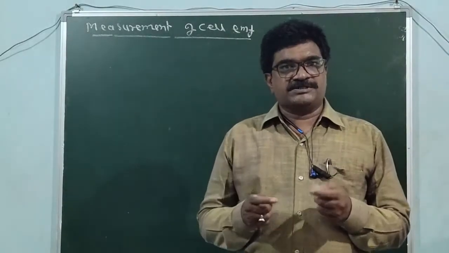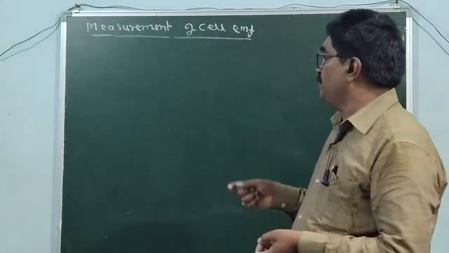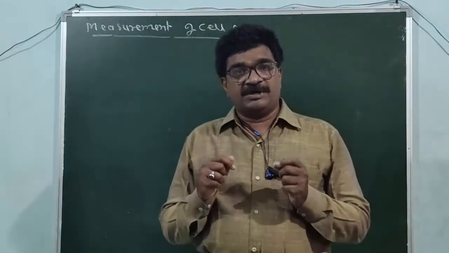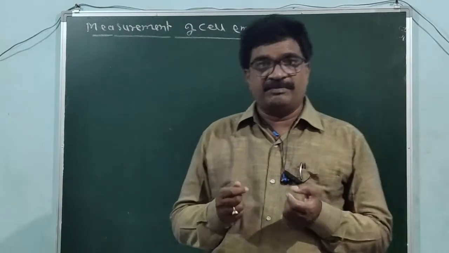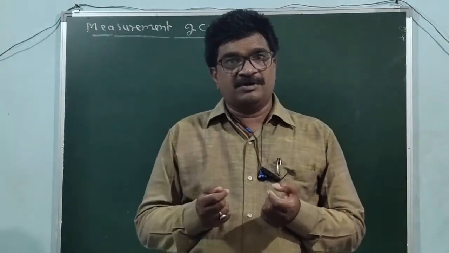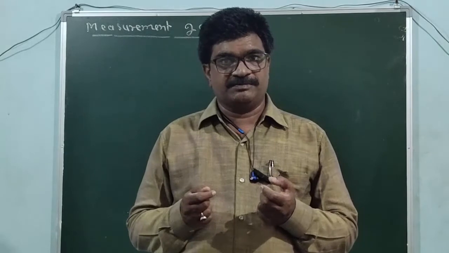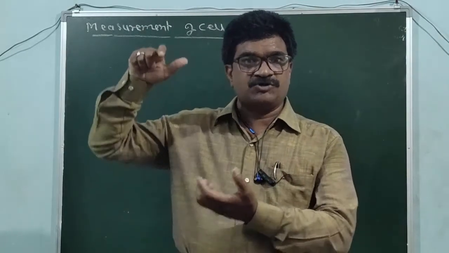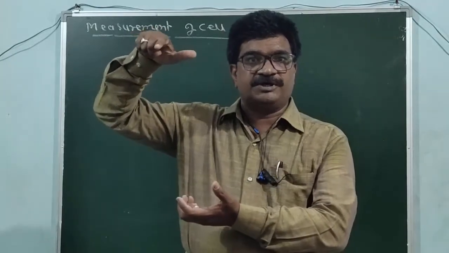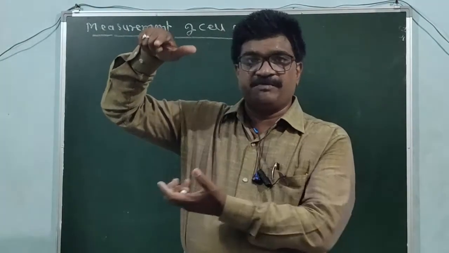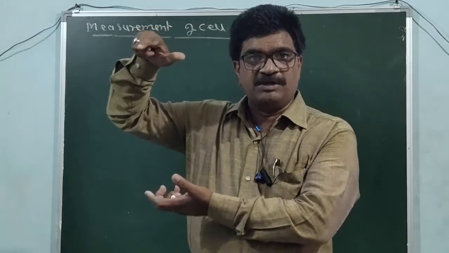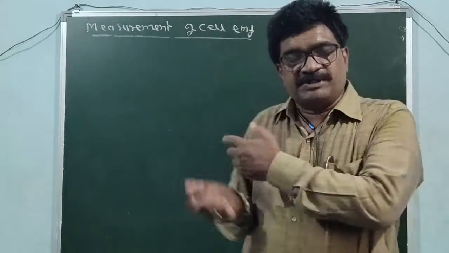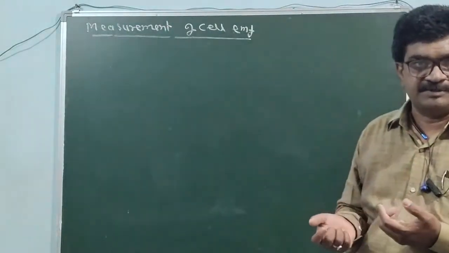Hello friends, let us consider a topic, that is the measurement of cell EMF. Now the EMF of a cell can be determined by a method called the compensation method. Now we have seen that when two cells are joined in parallel combination, and when the EMF of both of the cells becomes equal, no current will flow into the circuit. Now this method is based on this compensation principle.